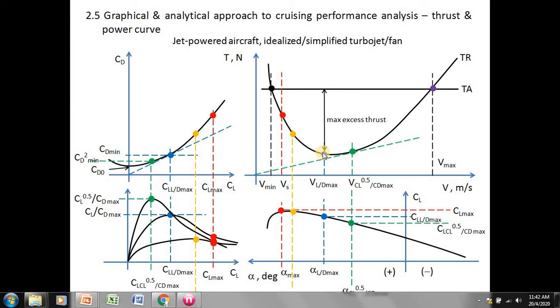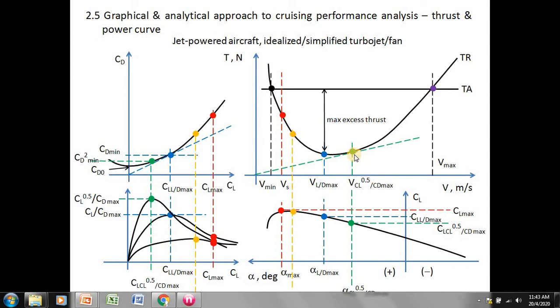But for a jet engine, if you were to fly further, far, you may not need to fly at minimum drag. You fly at the velocity where your CL to the power of half over CD is maximum. So you need to fly here a little bit faster, then you can go far.